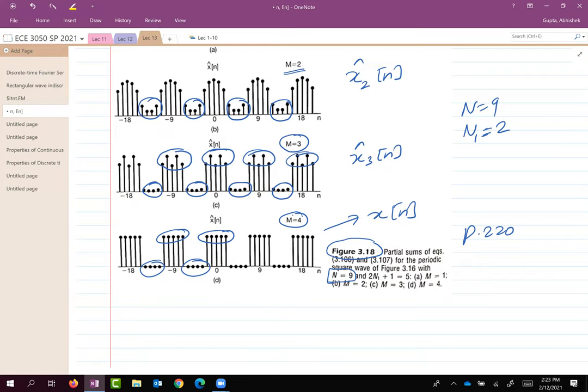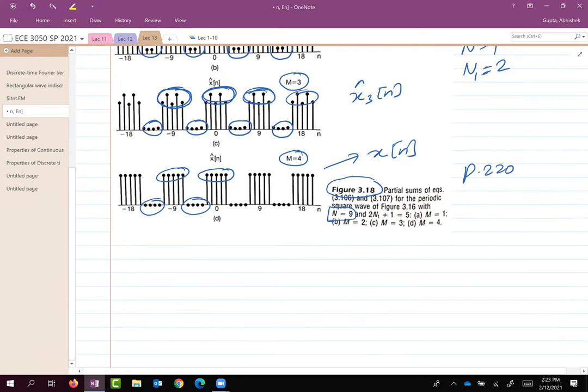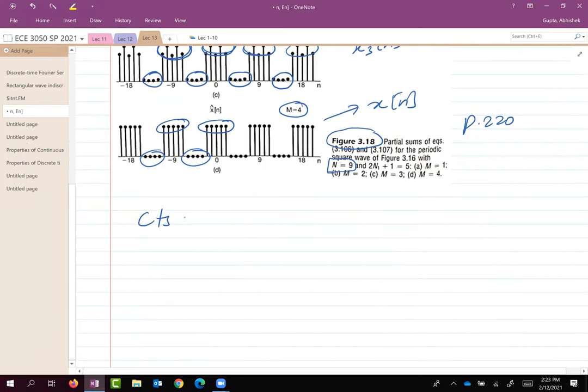So it's very similar to the case of the continuous time signal, because in the continuous time signal, when you started taking the approximation, you saw that there was some overshoot and undershoot. And it's the same thing we are observing even in the discrete time signal. But there's one important distinction from the continuous time signal. In the continuous time square wave, a_k was non-zero for all k in Z. So basically all the harmonics were present in the signal.